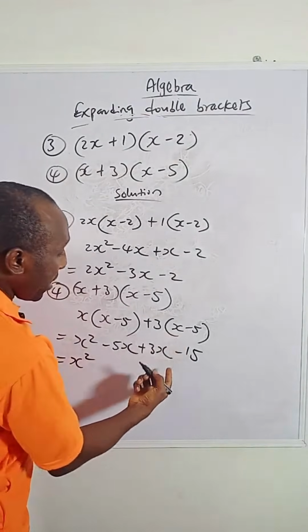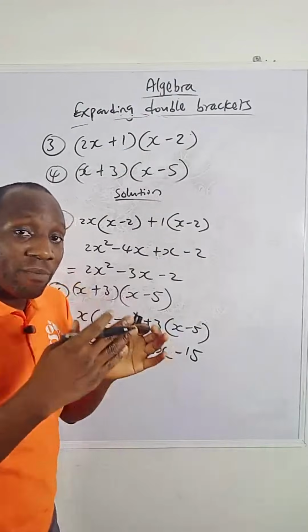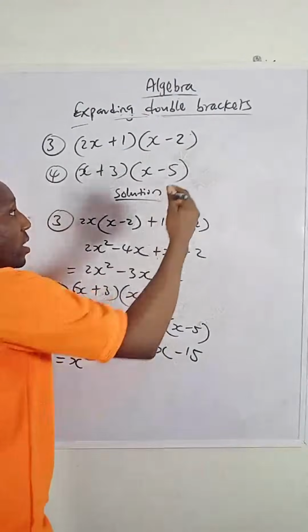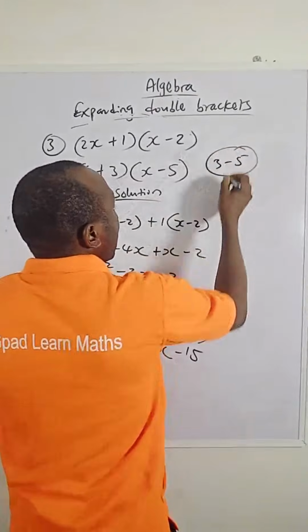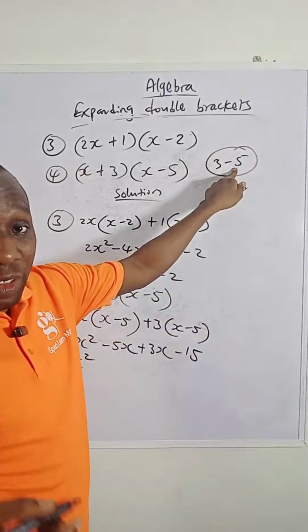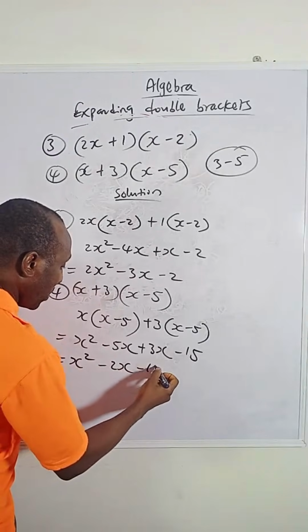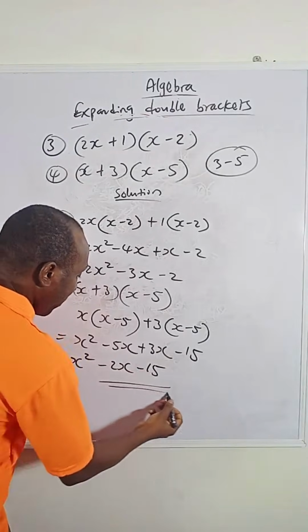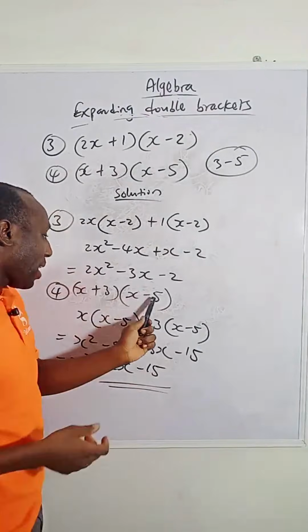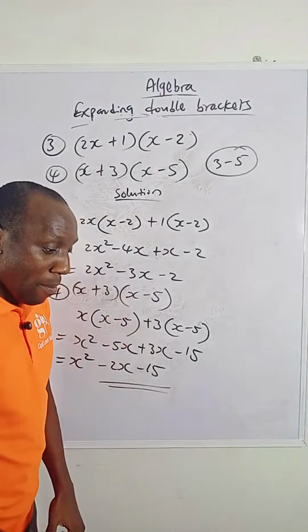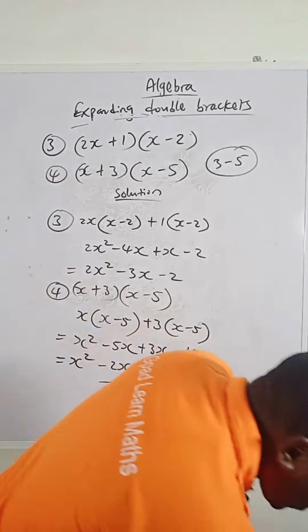Minus 5x plus 3x is like saying what is minus 5 plus 3, or it's like saying what is 3 minus 5. And what is 3 minus 5? That's negative 2. So that's negative 2x, then minus 15. So this is going to be the final result of expanding and simplifying these double brackets. Does this make sense, people?